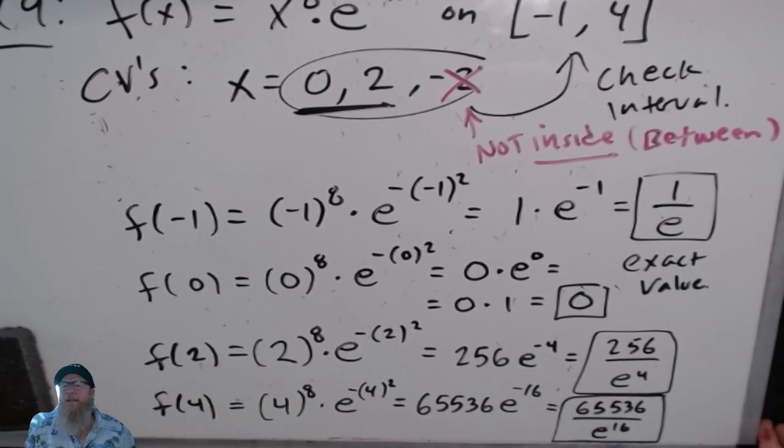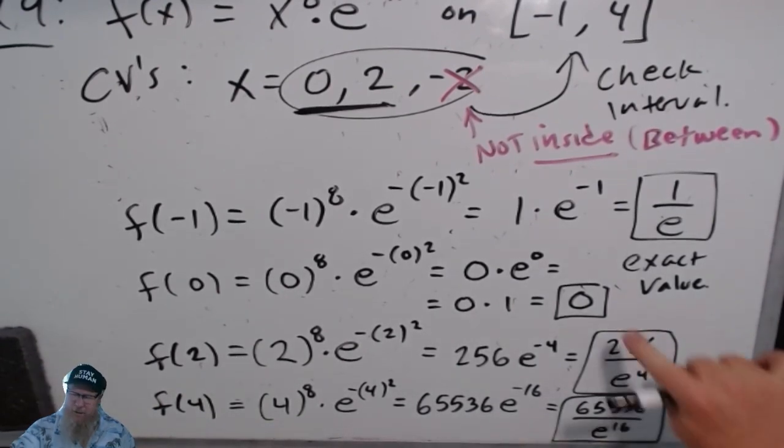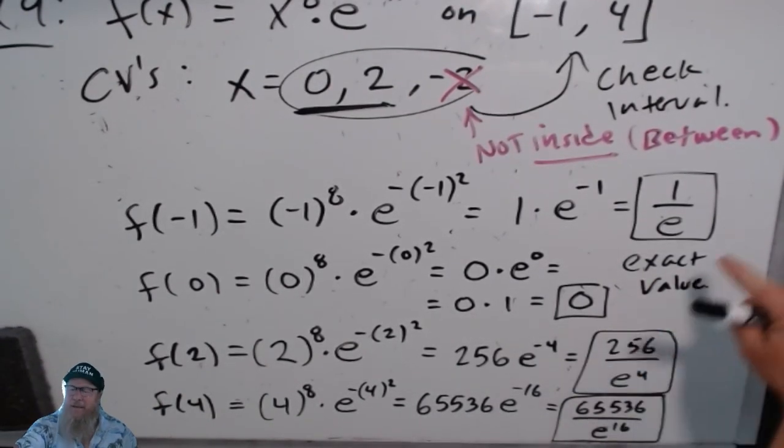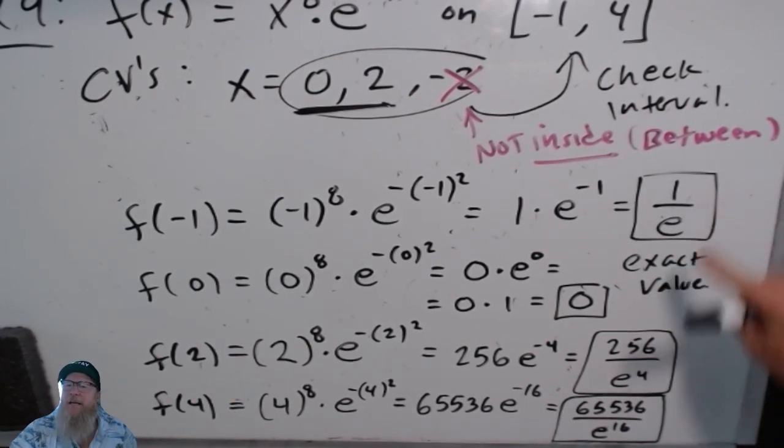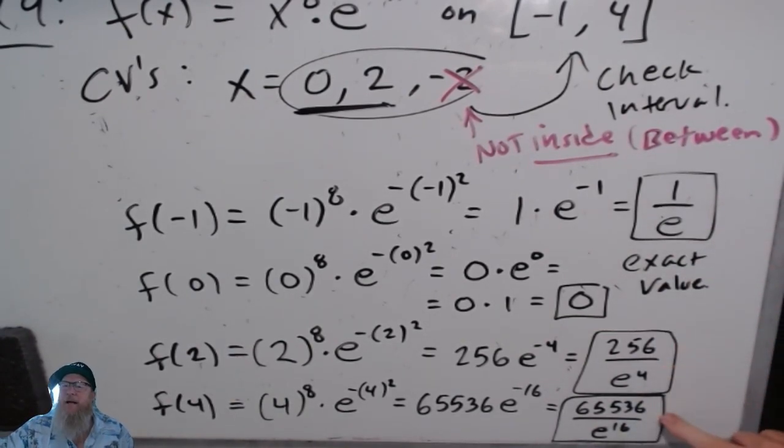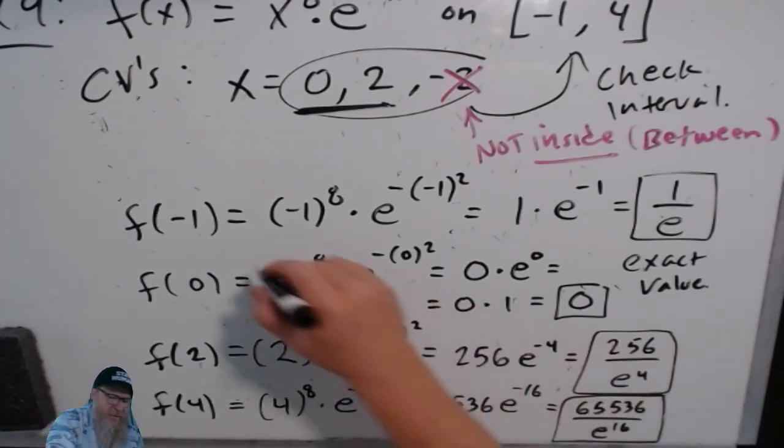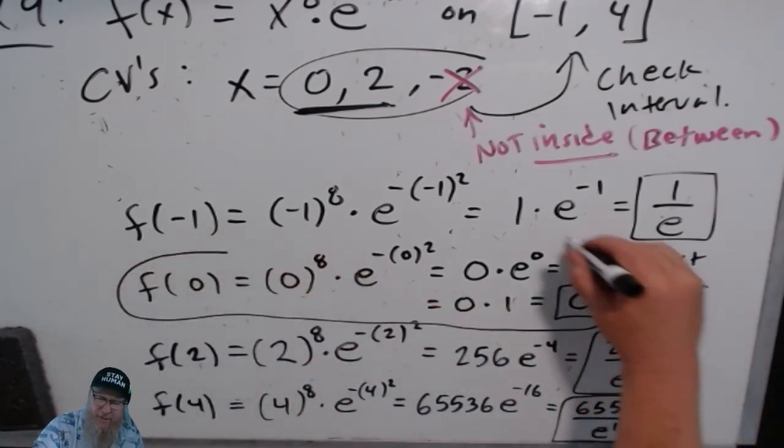All right, so how can we tell? I can already tell which one's the min, right? This is a positive number, 1 over e. This is a positive number. This is a positive number. So I already know the min. 0 is the min.